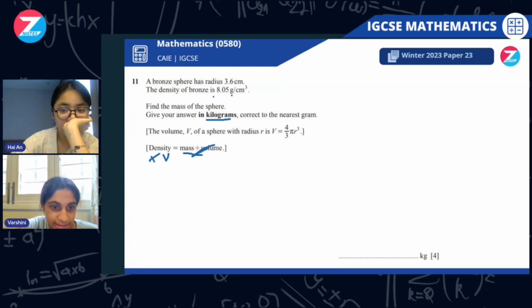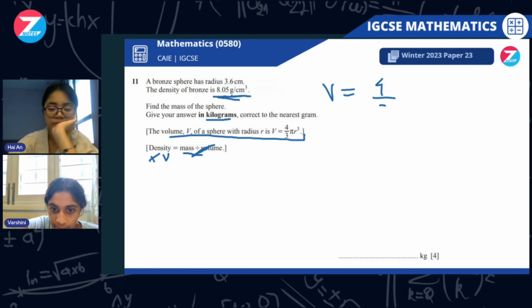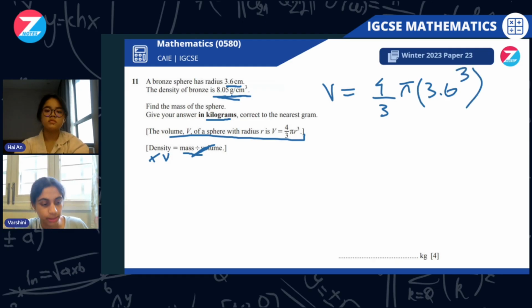So we do have the density over here, but we don't have the volume. So we need to calculate the volume of the sphere using this formula. And we have the radius, so we can just plug in all the values. So volume is equal to 4 by 3 pi into r cubed. And we know r over here is 3.6 centimeters, so we're going to say 3.6 cubed. Now if you just plug this right into your calculator, don't forget to use the value of pi in your calculator.